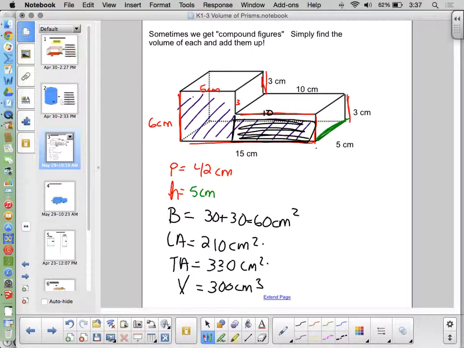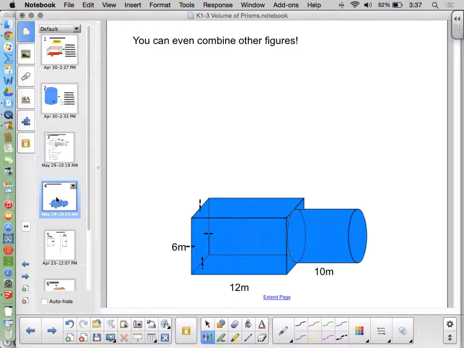So again, it doesn't matter the shape. If it's a little irregular, we just still work with it. Same basic idea. Well, the 2 bases are the same. It gets more interesting when we start combining figures, either through addition or subtraction, to find area and volume, surface area and volume.